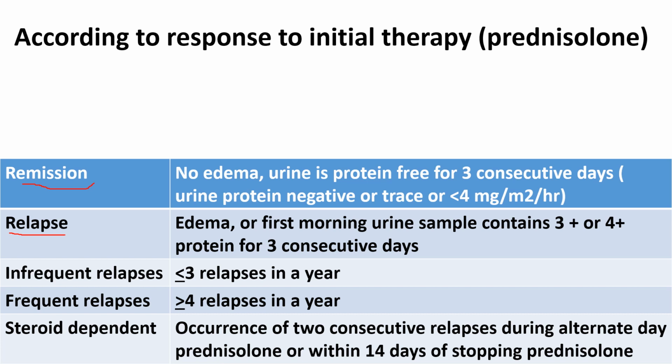If the child has less than 3 relapses in a year, we label as an infrequent relapser. If the child has more than 4 relapses in a year or more than 2 relapses in a 6-month period, we label as a frequent relapser. And if the child has 2 consecutive relapses during alternate day prednisolone therapy or within 14 days of stopping prednisolone therapy, we label as steroid dependent nephrotic syndrome patients.